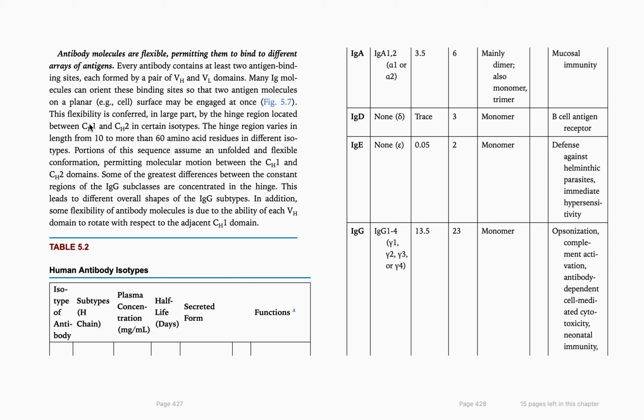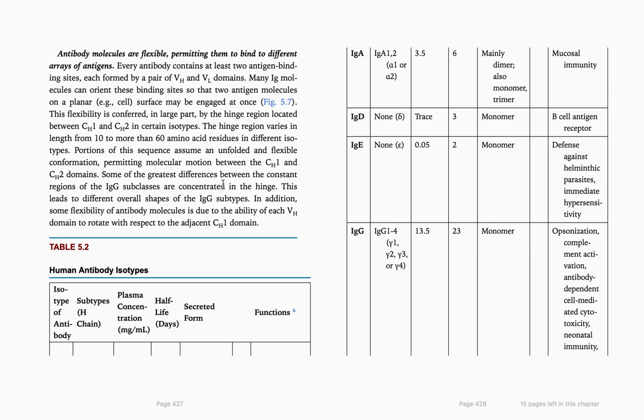This flexibility is conferred in large part by a hinge region located between the constant heavy region 1 and constant heavy region 2 in certain isotypes. The hinge region varies in length from 10 to more than 60 amino acid residues in different isotypes. Portions of this sequence assume an unfolded and flexible conformation, permitting molecular motion between the constant heavy chain 1 and constant heavy chain 2 domains.